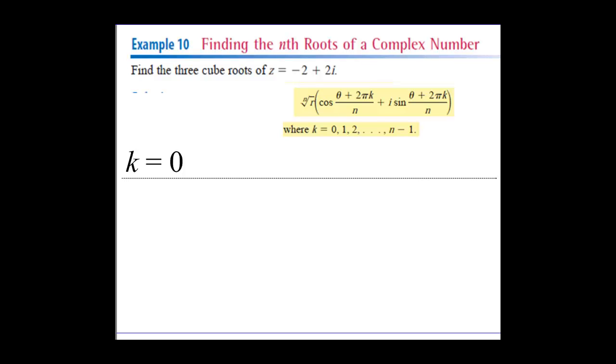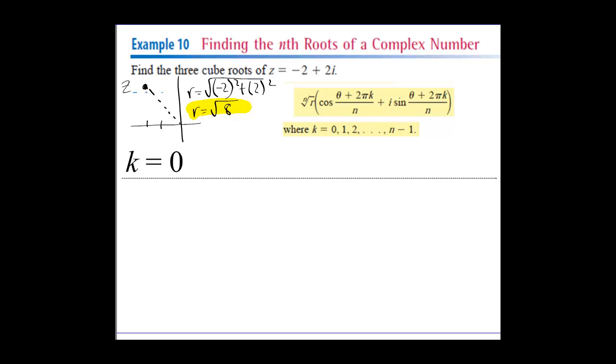All right, in example 10, we're asked to find the 3 cube roots of z equals -2 plus 2i. So before we begin, let's start by just drawing a very quick sketch of this complex number. So we're going -2 on the real coordinate axis, and then 2 up. We've got z up here. So I see I'm in quadrant 2. So my r value is equal to the square root of -2 squared plus 2 squared. So r equals the square root of 8.